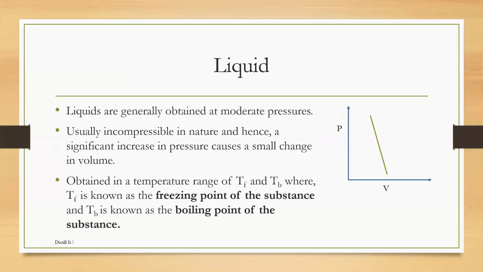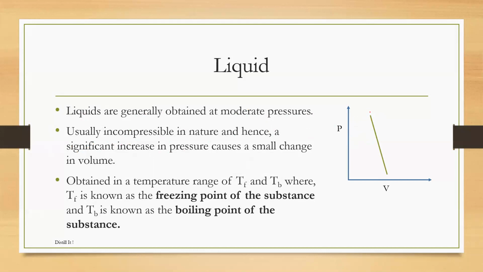All right. Then when we study the liquid state in general, we know that liquids are obtained at moderate pressures, because if we keep pressure very low, then we'll get gases. And if we keep pressure very high, then we are going to get solids, right? So liquids are generally obtained at moderate pressures. And usually liquids are incompressible in nature, and because of that, a significant increase in pressure would lead to a very small change in volume.